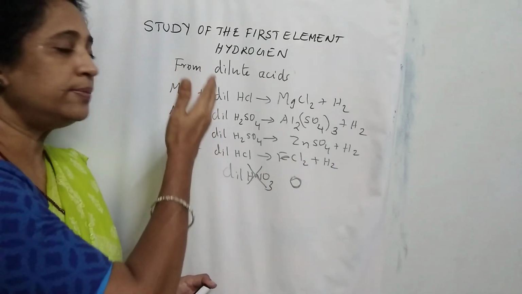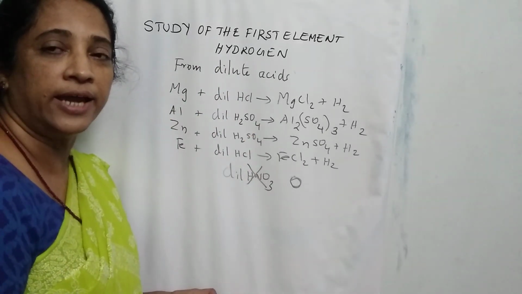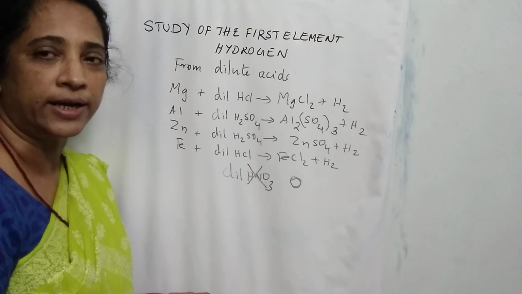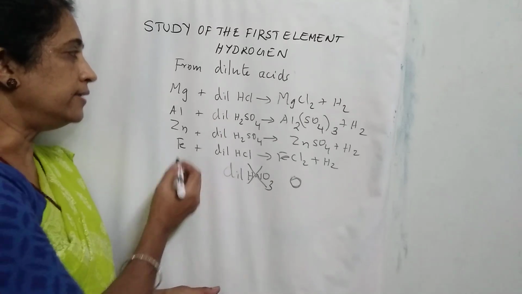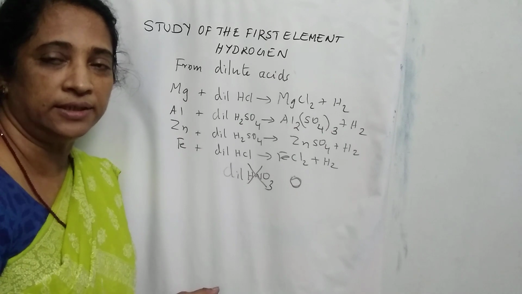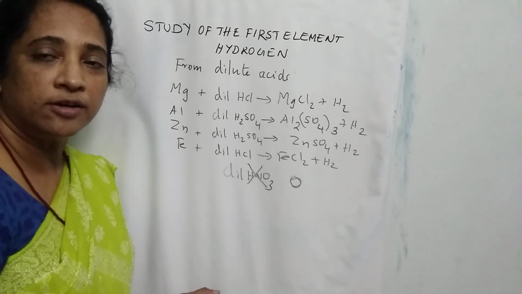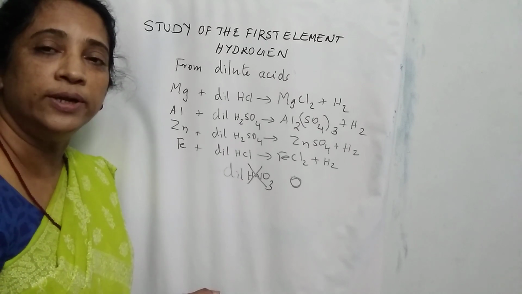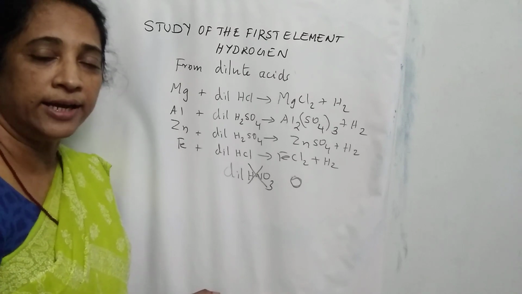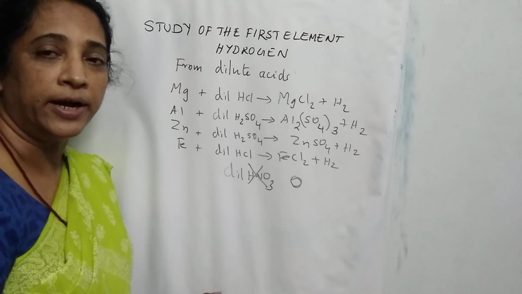Then all the metals above hydrogen can be used in the preparation except lead. Lead metal cannot be used in the preparation of hydrogen because lead reacts with dilute HCl or dilute sulfuric acid and forms an insoluble coating on the surface. Lead chloride and lead sulfate are insoluble in water and they form a coating on the surface of the lead metal. Hence, the further reaction comes to a stop and the evolution of hydrogen ceases.